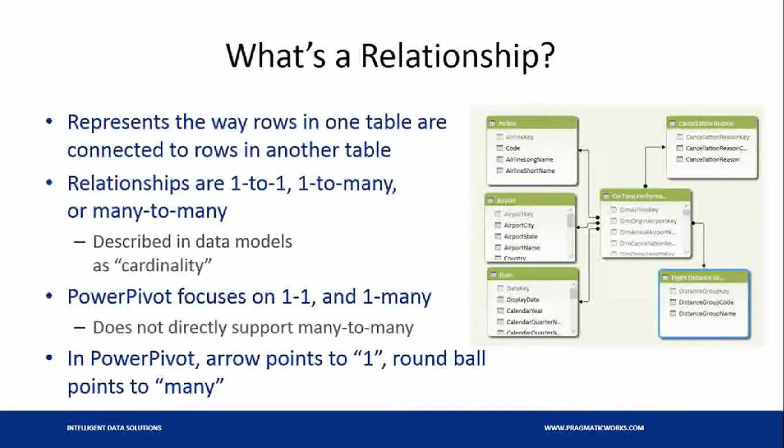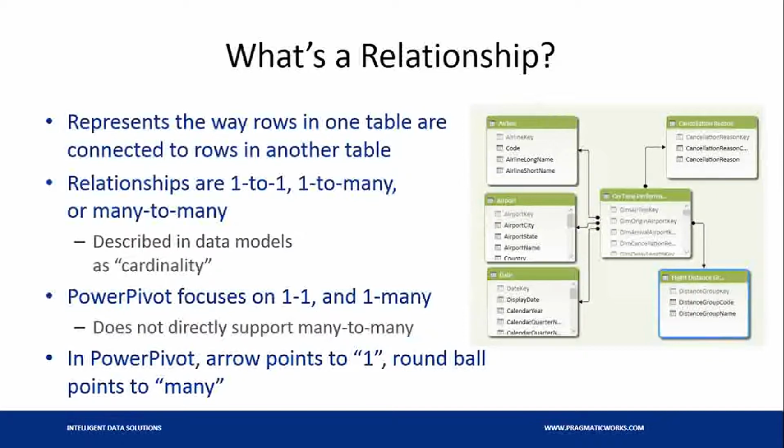Let's think about the relationship between airlines and airports. An airline flies to multiple airports, and an airport supports multiple airlines. That makes the relationship between those two tables a many-to-many relationship. And it's one that if I were trying to do any kind of calculation in PowerPivot and I only had those two tables, I wouldn't be able to draw a relationship between those tables because it's a many-to-many relationship.